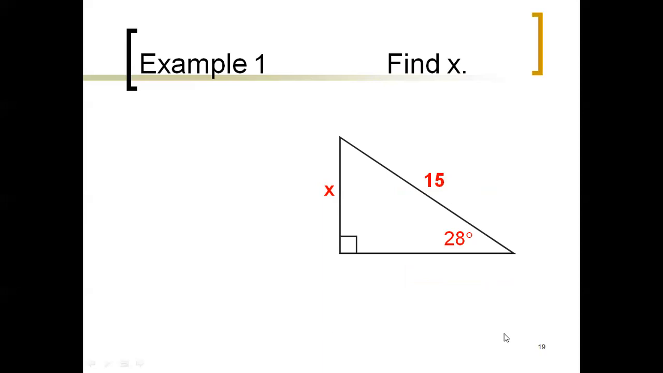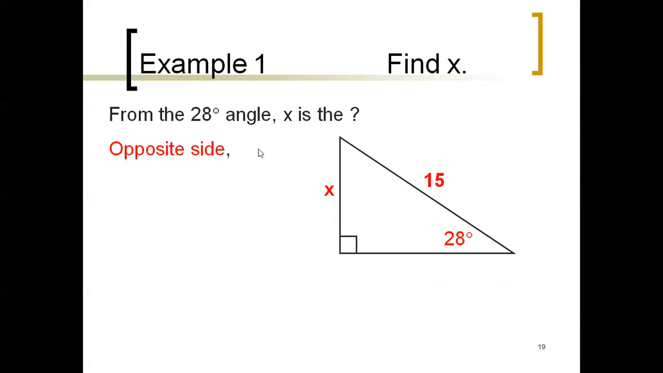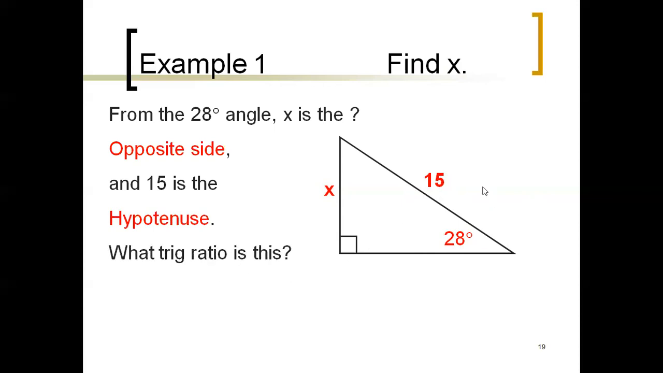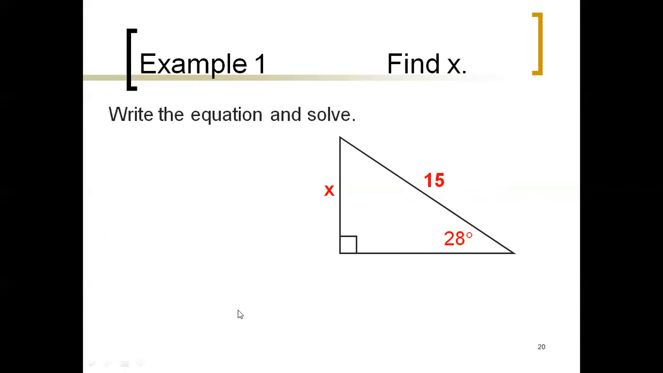Let's take a look at this example number 1. Find x in this right triangle. The first thing we're going to analyze here is from the angle 28 degrees. X is the opposite side, and 15 is the hypotenuse. What trig ratio involves opposite and hypotenuse? That could be sine. It is in the SOH. So now we can write the equation and solve. The equation would be sin 28 equals the opposite side, that is x, over 15.